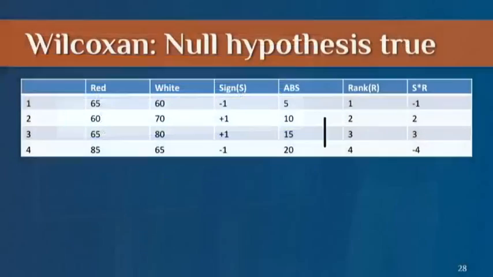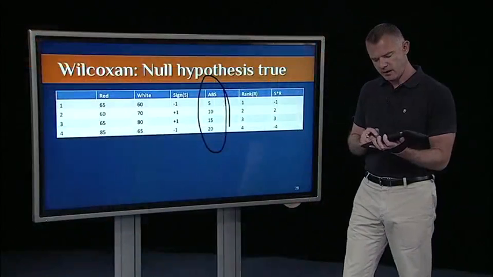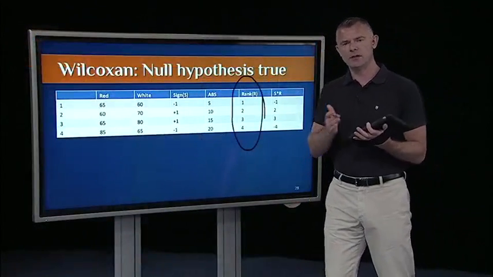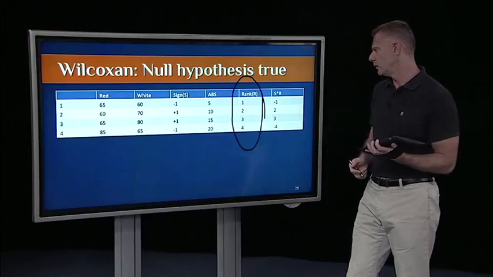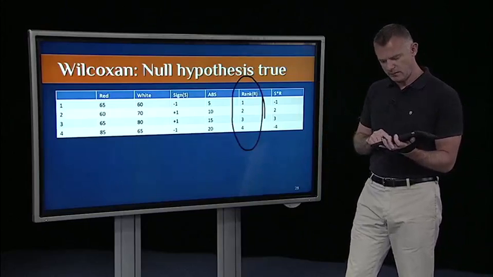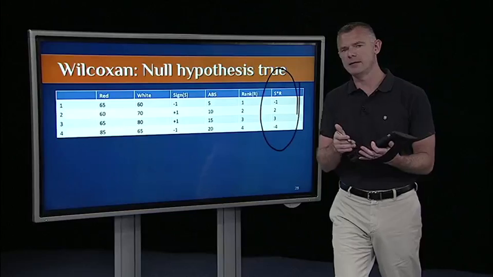Then what we do is we calculate the absolute value of the difference in the two ratings. So you can see I ordered them already. If they weren't ordered already, then the next step would be to order them according to size and then rank them according to the absolute value of the difference between ratings. So I'm just going to rank them 1, 2, 3, 4. Then finally, the last step is to take the product of the sign and the rank.